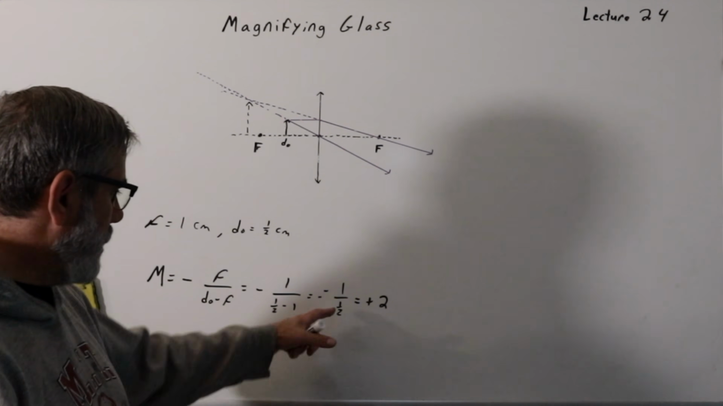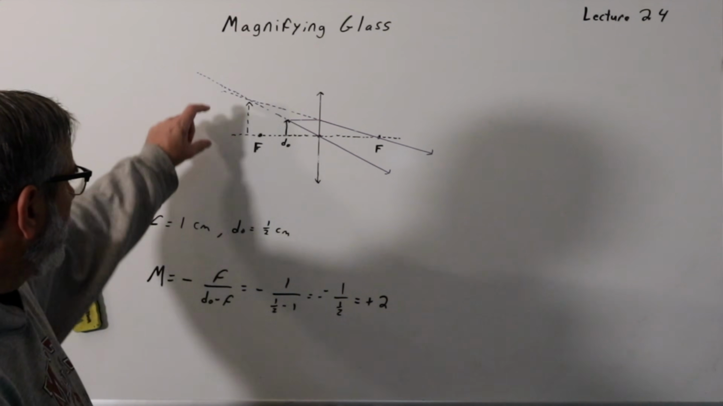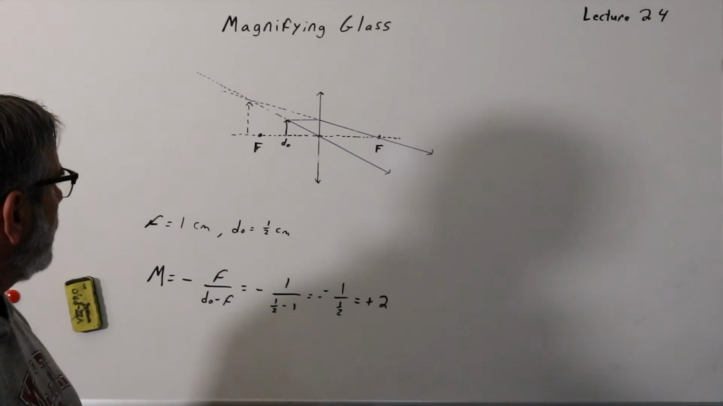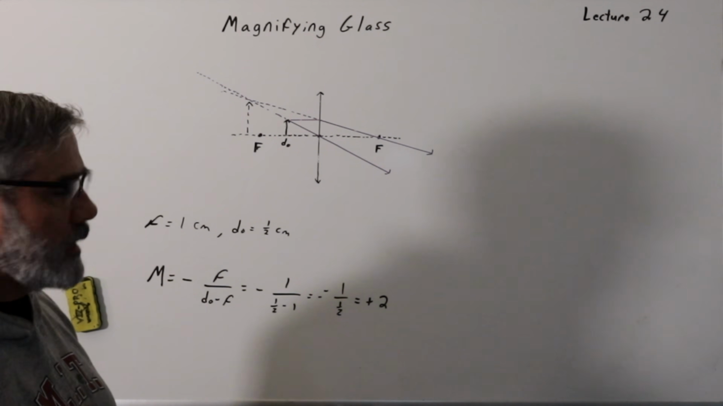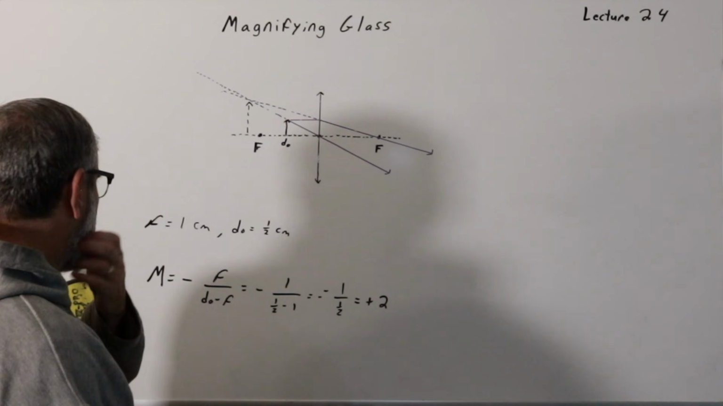Because dividing by a fraction is the same thing as multiplying by its reciprocal. So we get a magnification of 2. And my drawing looks roughly like that's the case, because I was a little bit careful here, putting focal points in the right position. So that's the magnification of it.